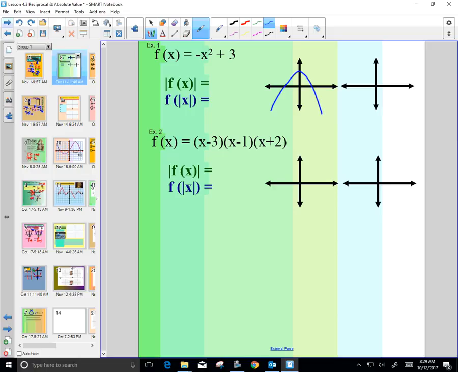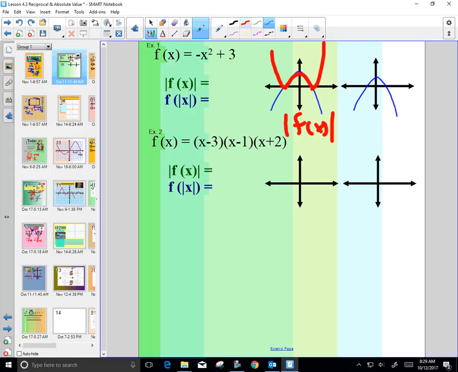What is the absolute value of f of x? Well, anything positive stays the same, and the rest flips up. This is the absolute value of f of x. Now, this one's weird. Here's your graph. The absolute value of f of x.